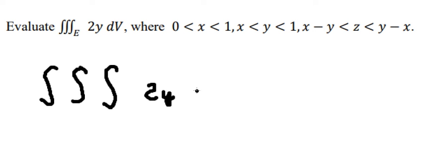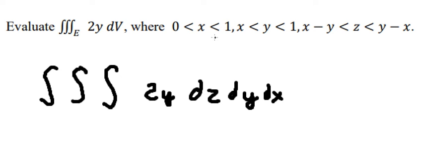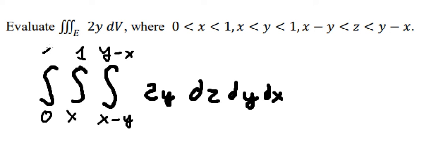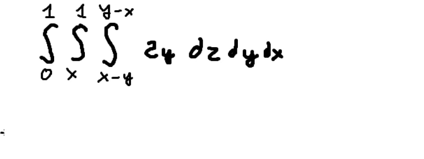So that should be about dz, dy, and ds. In this situation, for dz, the bounds are from s minus y to y minus s. The next one, for y, is from s to 1. For ds, it is from 0 to 1. And now we need to calculate this one.